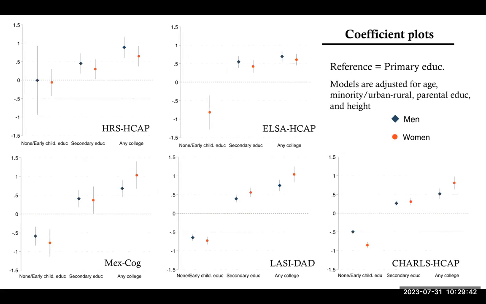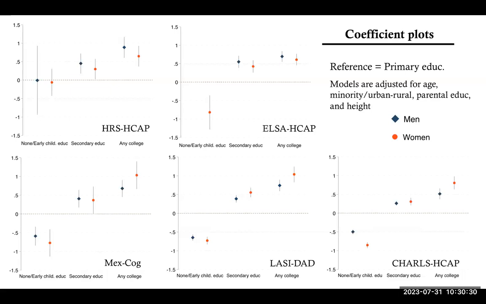This is just a really straightforward linear regression model. We've adjusted for age, and then minority slash urban rural status. I can talk more about that. We did try to harmonize that variable representing minority status to be similar across countries, as well as parental education, and height as a marker of net nutrition in early childhood. The y-axis shows the score for the general cognitive factor. It has a mean of 0 and a standard deviation of 1 in the HRS HCAP, and the distribution is standardized to that of the HRS HCAP across all of the countries so that they're on a common scale. That's the statistically co-calibrated factor score that Alden Gross spoke about. The reference category is primary education, just because it was the largest sample size in all countries.